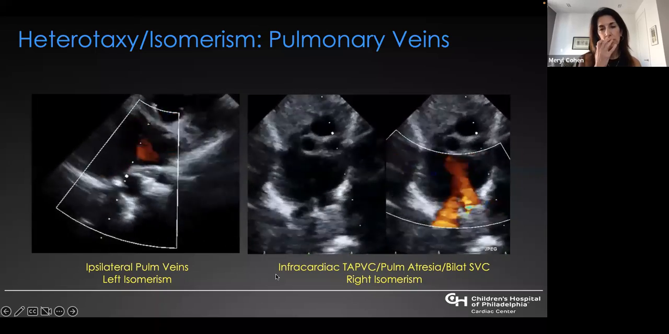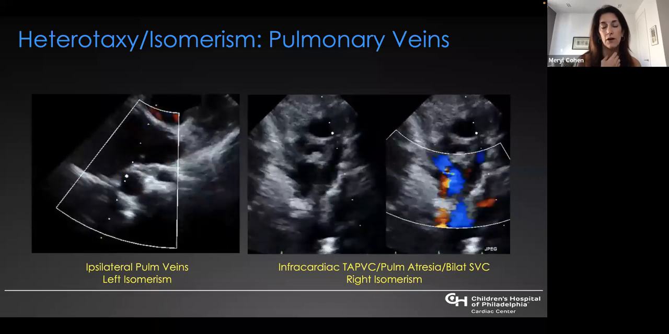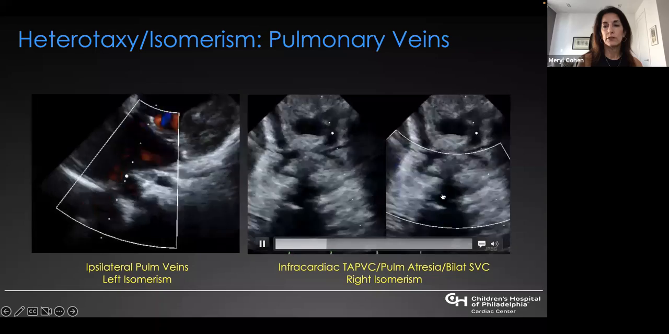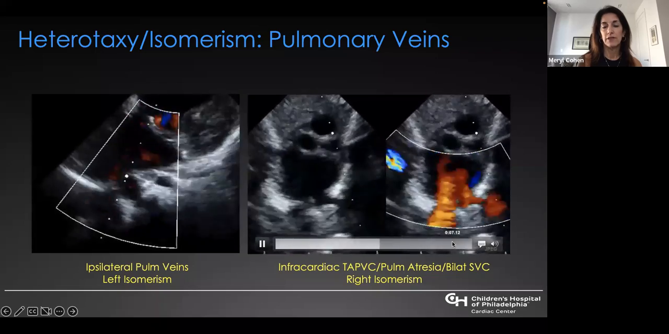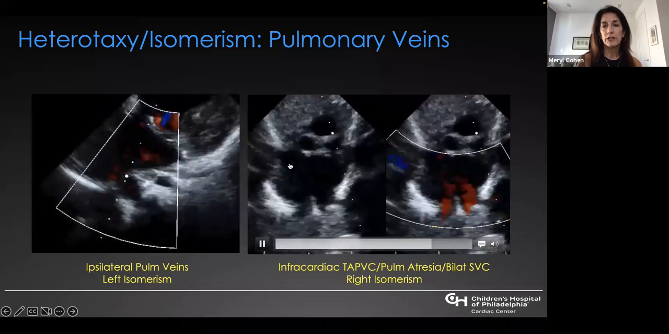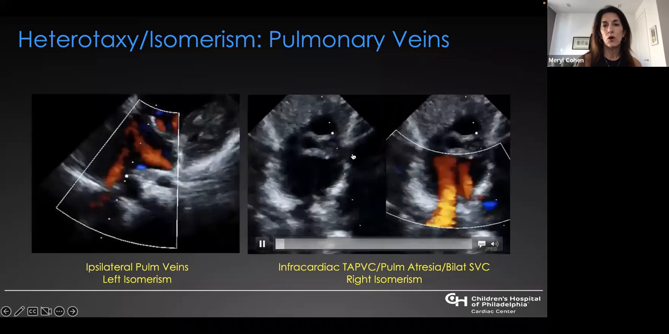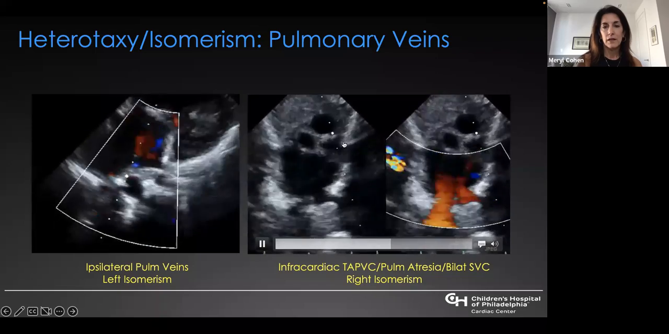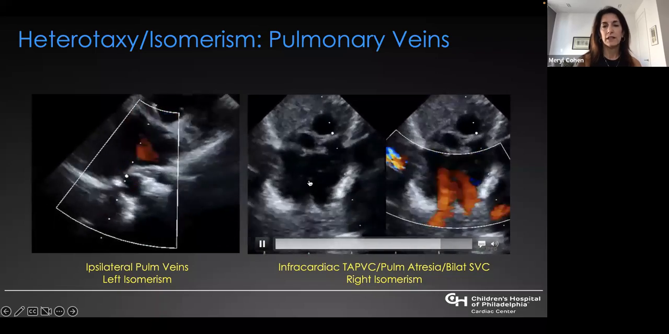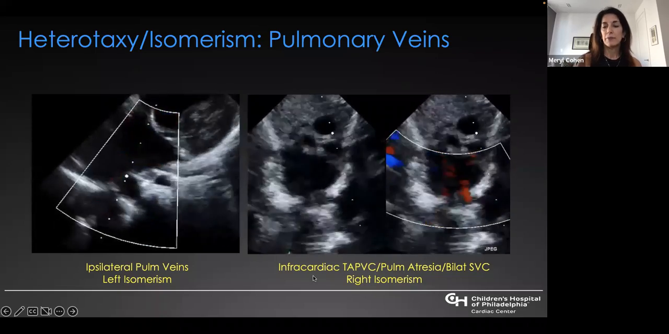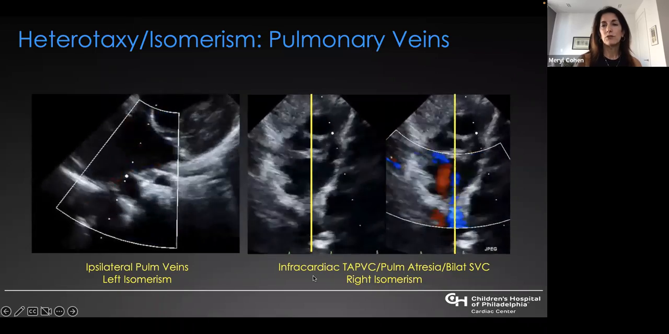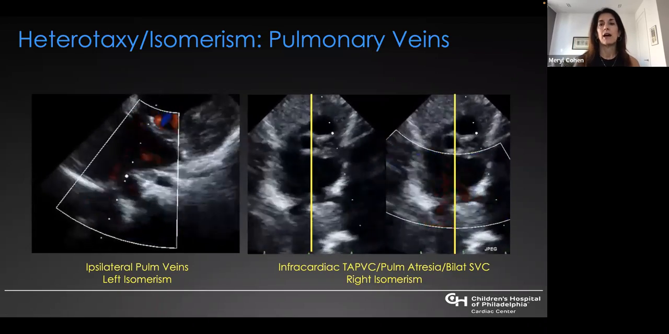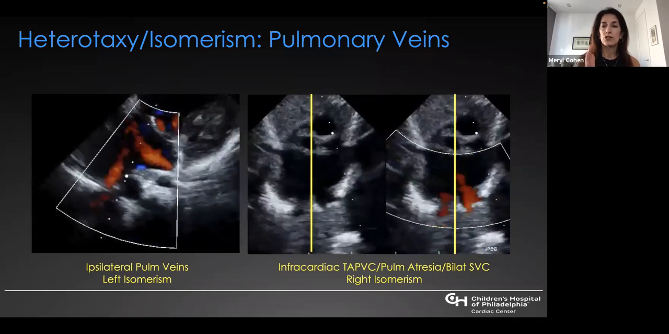And here is one of my favorite echo clips of all, showing infracardiac total anomalous pulmonary venous connection to a vertical vein here. There's also pulmonary atresia in this patient and 2 RPAs. You'll see in the sweep that there's an upper segment vessel that comes off in mirror image. They have bilateral SVCs.